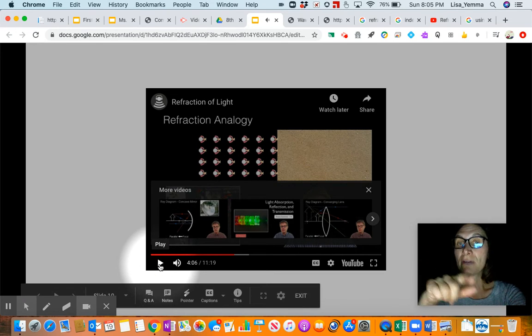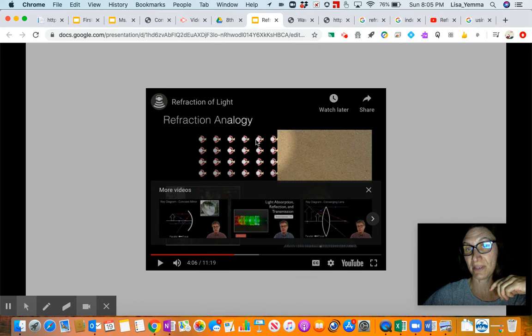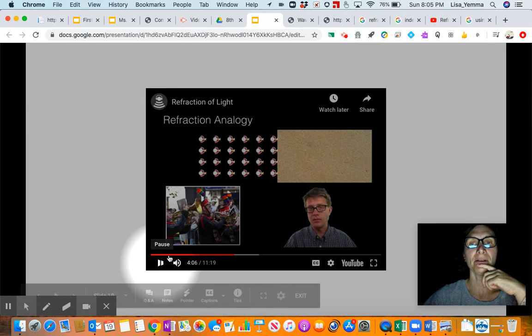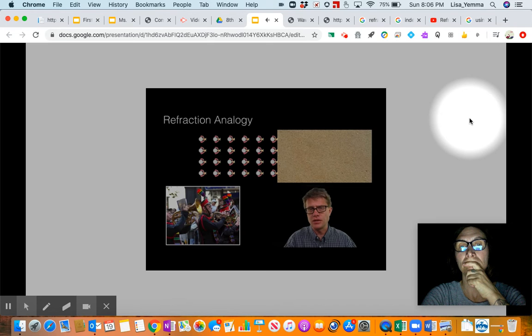Now, in this diagram, notice that the marching band is going into the sand perpendicular. They're entering that surface, this surface. They're entering it perpendicular. The same. But let's say that there's a bunch of sand in the road. And so what's going to happen to their speed as they enter into the sand? Well, the ones that enter into the sand first are going to slow down.